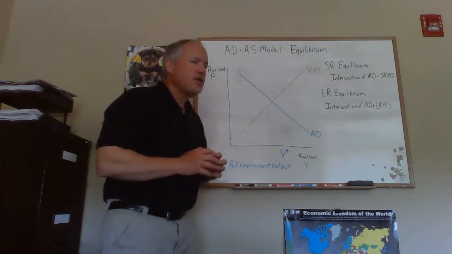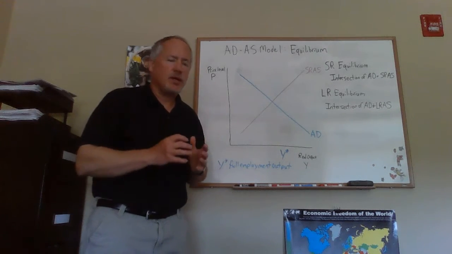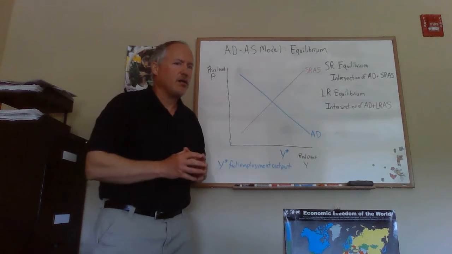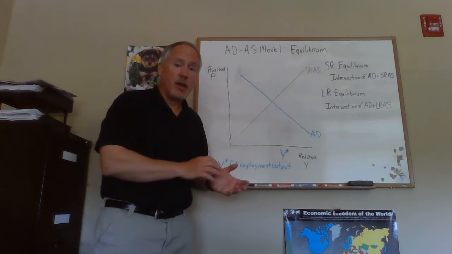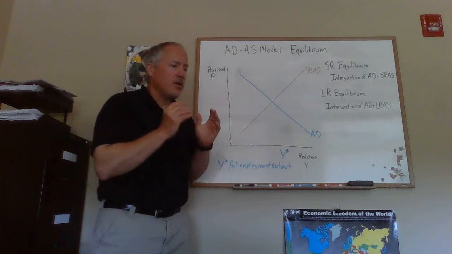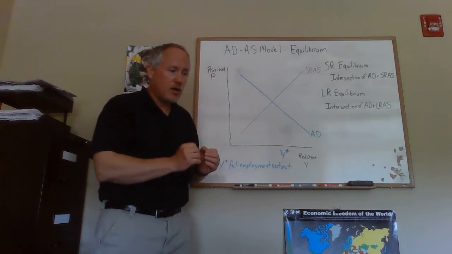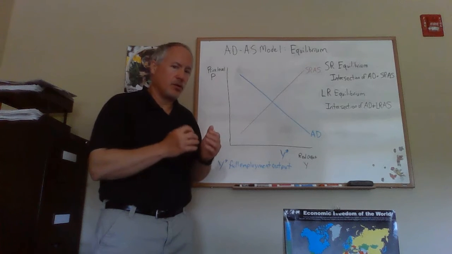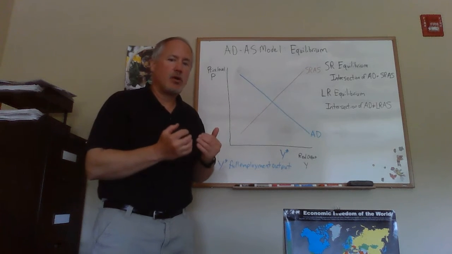Right. This video is going to talk about equilibrium in the aggregate demand, aggregate supply diagram. We've already had videos cover the aggregate demand curve and then the aggregate supply curves. We have a distinction between the short run and the long run in this model. So there's going to be a short run equilibrium and a long run equilibrium.